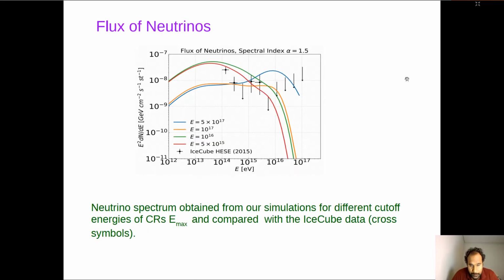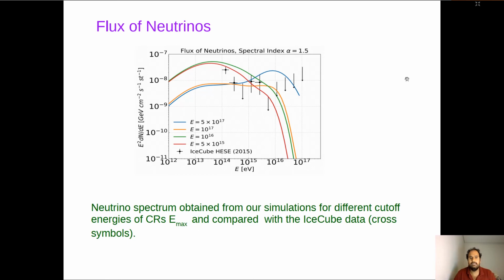Flux of neutrinos. Here we are showing the flux of neutrinos for a cosmic ray spectral index alpha equal to 1.5, and for different cutoff energies, 10^17 to 10^15. As you can see, we found the best match with the IceCube data for energies 10^17 and 10^16 electron volts.